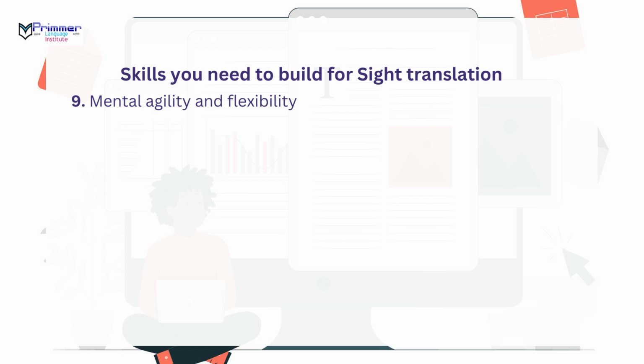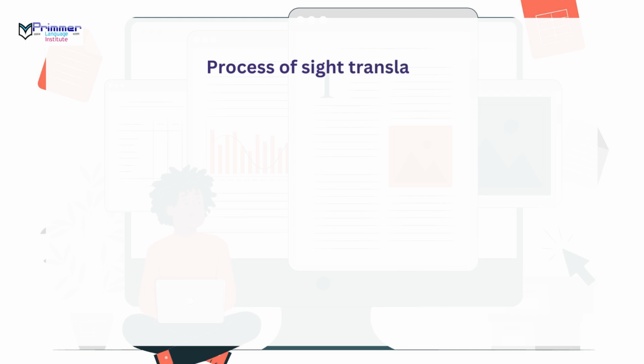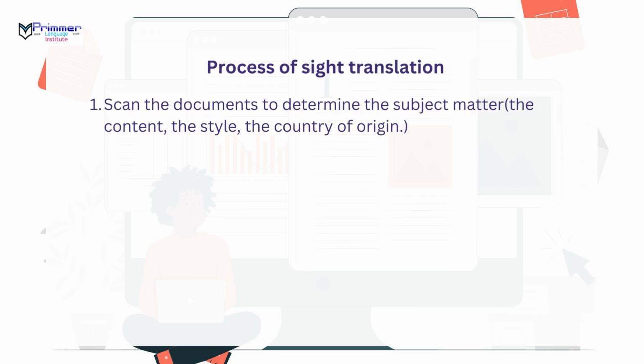So you will be doing sight translation sometimes of several pages where you have to concentrate for up to 5-10 minutes. So if you are not mentally agile to concentrate for a long period of time, you could get exhausted and it will affect the quality of what you are producing. Now we are on to the process of sight translation. The first thing you would do is to scan the document to determine the subject matter, the context, the style, and the country of origin.